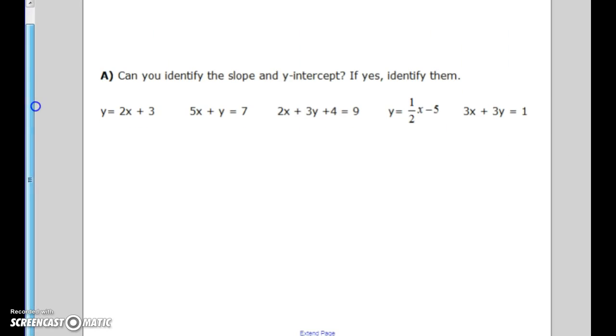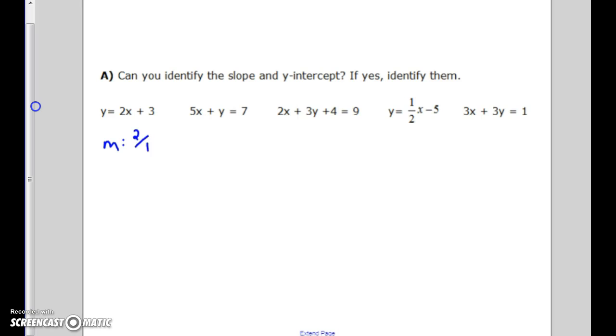Alright, so now what they're asking here is, can I just look at this and decide what's my slope or my y-intercept? So on this first one, can I just look at it? What would be my m? Your m will be 2. It would be what? 2x. Oh, 2 over 1. 2 over 1. Very good.